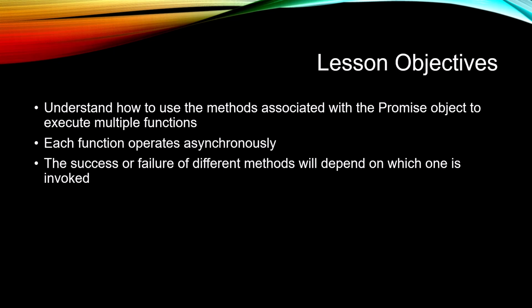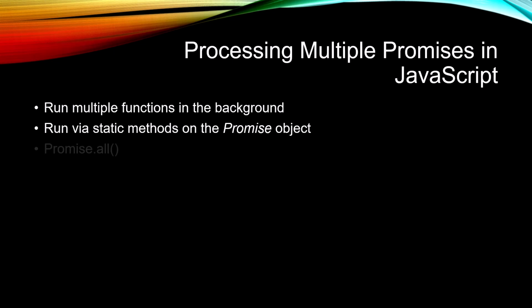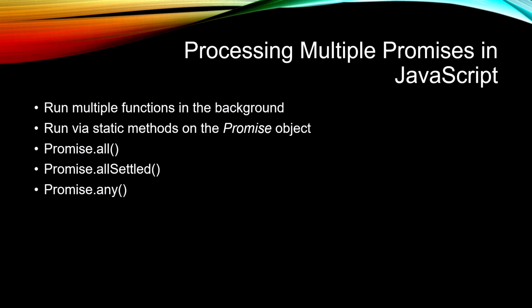you invoke. The idea here is to run multiple functions in the background, and we run these via static methods on the promise object. We have Promise.all, Promise.allSettled, Promise.any, and Promise.race.